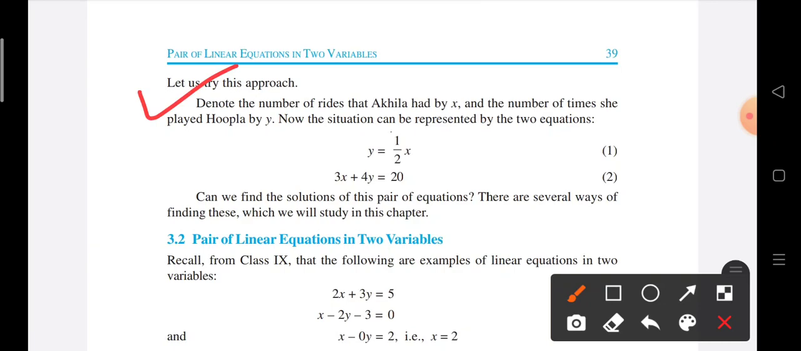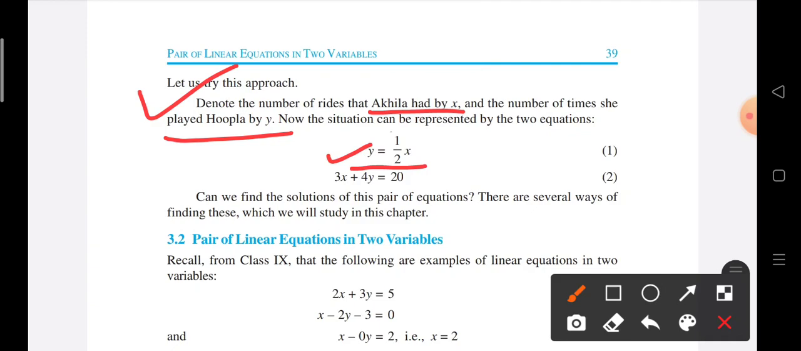Denote the number of rides that Akhila had as x. The number of rides she had is x. Then the number of times she played hopla is y. And we know that the number of times she played hopla is half of the number of rides she had on the giant wheel. So we have related it: y is equal to 1 by 2 of x.